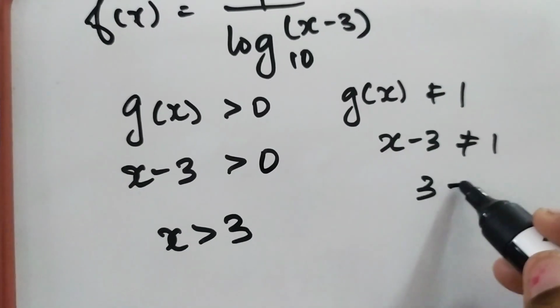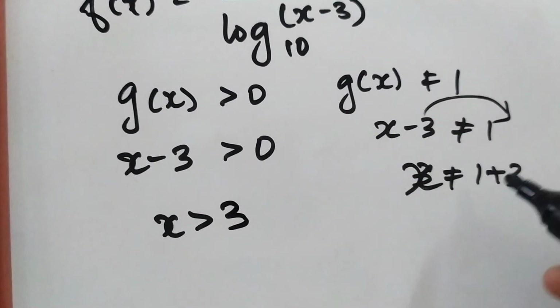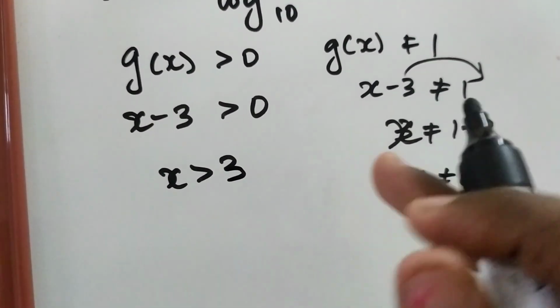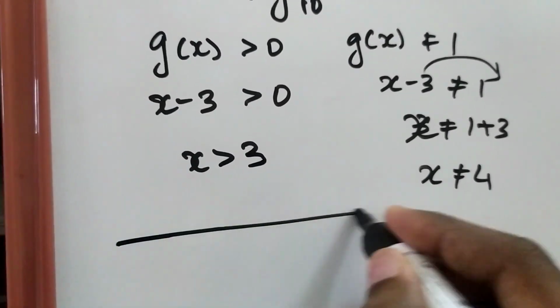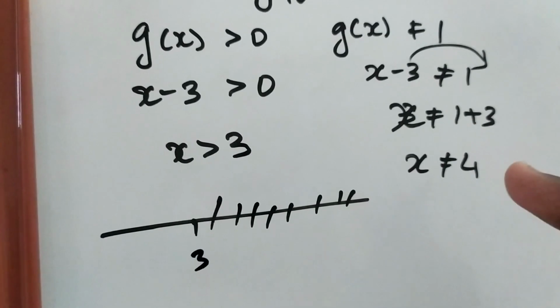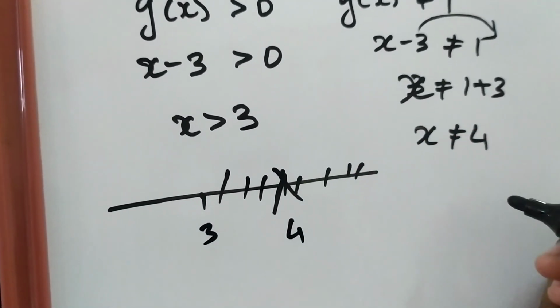Definitely x is not equal to 1 plus 3, right? I am bringing this 3 this side, so x should not be equal to 4. Understood? See, compare these two things. x should be greater than 3. If you are considering a number line, it is greater than 3 and it should not be equal to 4. There is one 4 here that it should not be equal to.